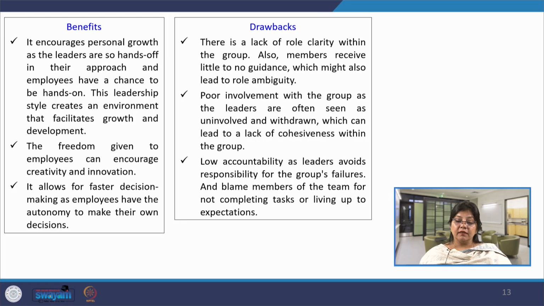There is low accountability as leaders avoid responsibility for the group's failures and blame members of the team for not completing tasks or living up to the expectations. So, when there is no control of the leader on the group members, it is not only that the leaders are in withdrawal mode, they are not even taking the responsibility. So, whatever loss has been incurred is placed on the shoulders of the group members, only they bear the failures, and when such kind of emergency or failure exists, leaders themselves sometimes blame members of the team for not completing the task or living up to the expectations. So, if not handled properly, the laissez-faire leadership style can become chaotic, especially in a state of emergency.